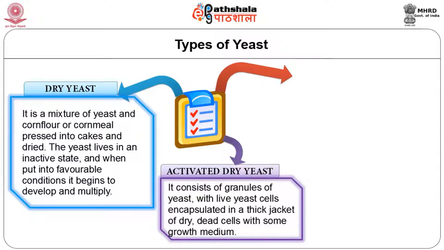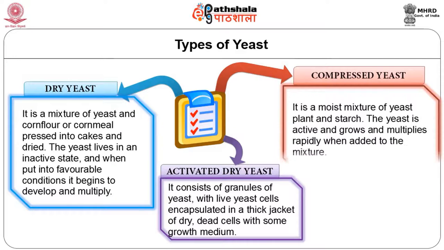It consists of granules of yeast with live yeast cells encapsulated in a thick jacket of dry dead cells with some growth medium. Active dry yeast must first be proofed before use. It can be stored at room temperature for a year or frozen for more than a year, which means that it has a long shelf life if kept refrigerated.